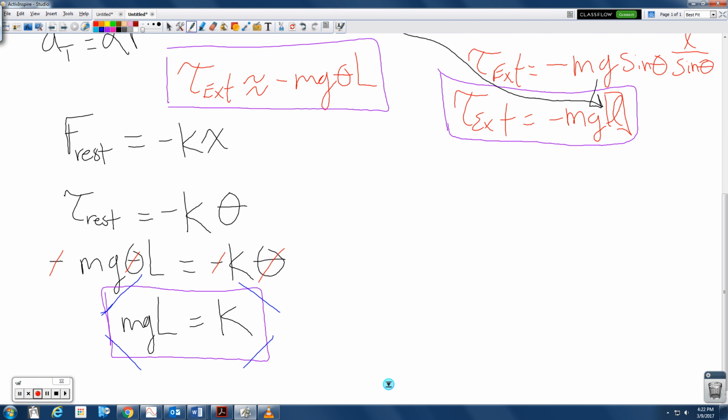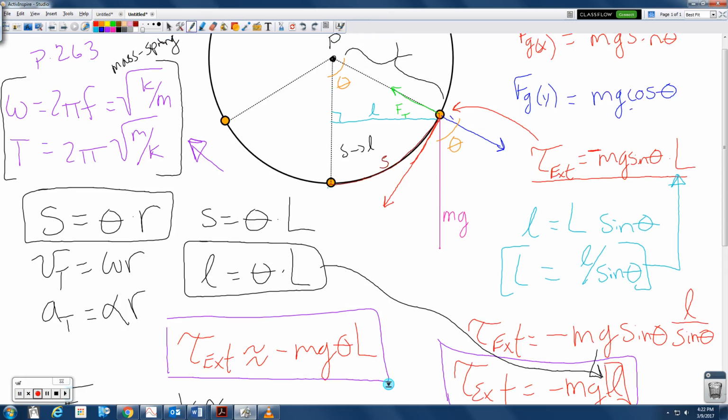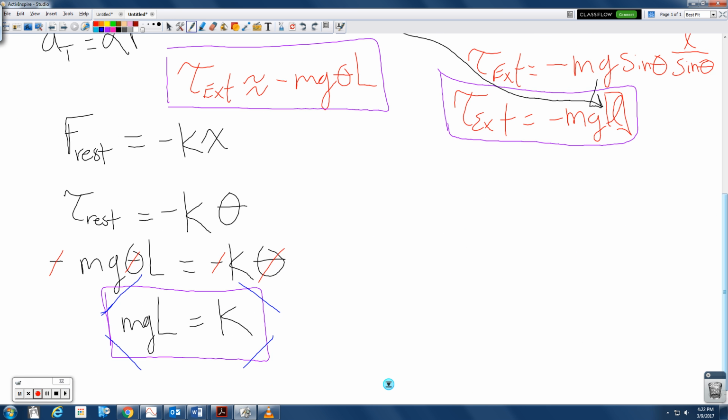So we can go back and look at these values that we're looking for. We're looking for omega and T, angular frequency and period T. So let's substitute in the analog that we found, and find out what that analog is both for omega and for T. We'll start with omega, which is equal to the angular frequency, 2 pi f. For the mass spring system, we said that was the square root of k over m.